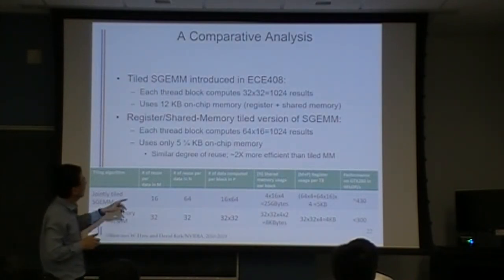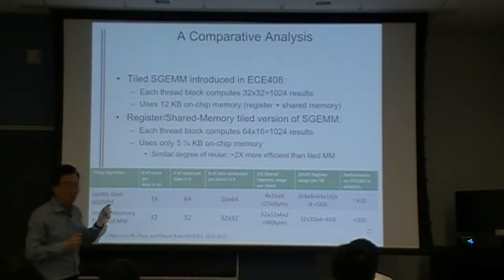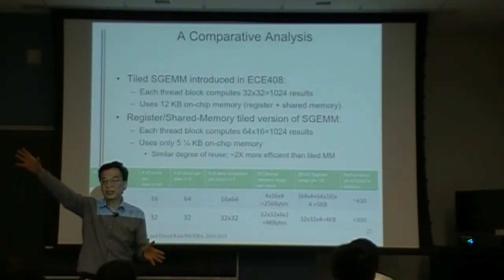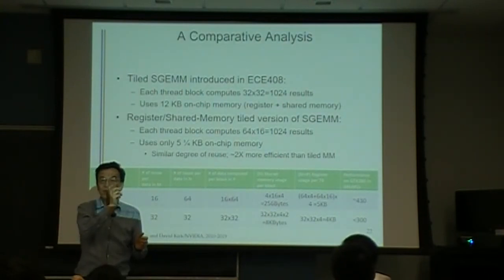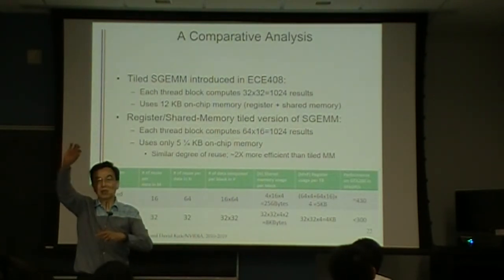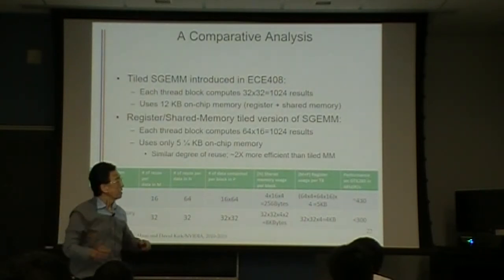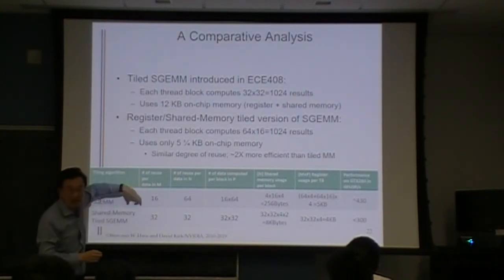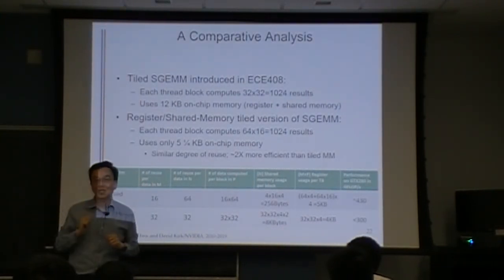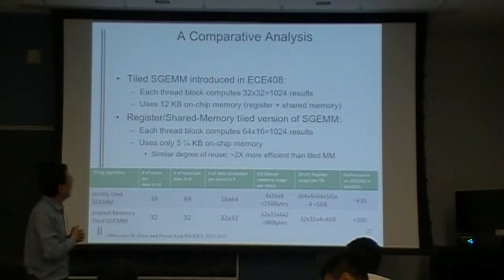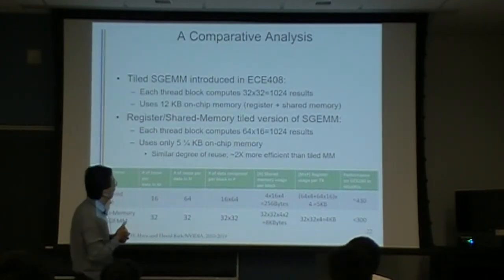And the reason is we're not loading the entire input tile as in 408. We're only loading 4 strips. Right, 4 strips of the 64, and also 4 strips of N, in order to do the 4 steps. So that reduces the number of bytes, and we only need 5.25 kilobytes of memory.